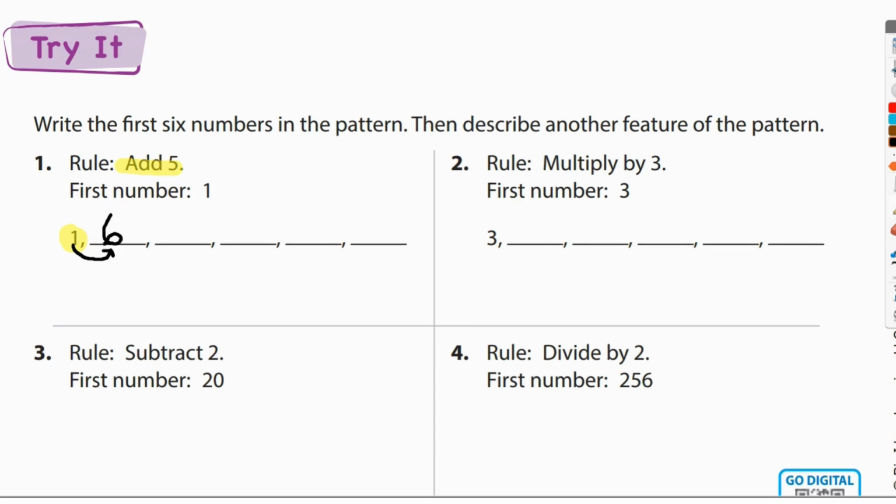6. Now I move it again. 6 now plus 5 more. 11. 11 plus 5? Right, 16.